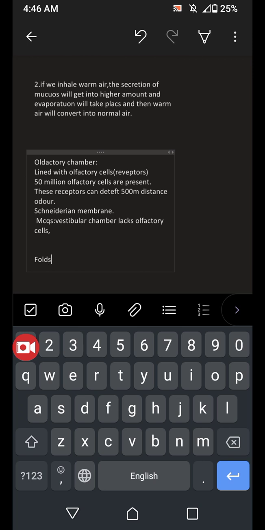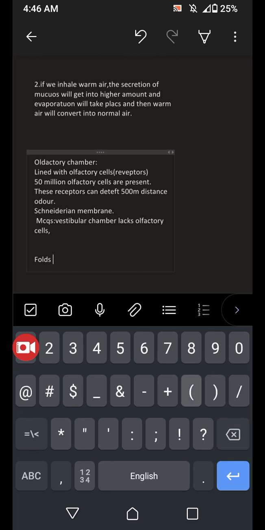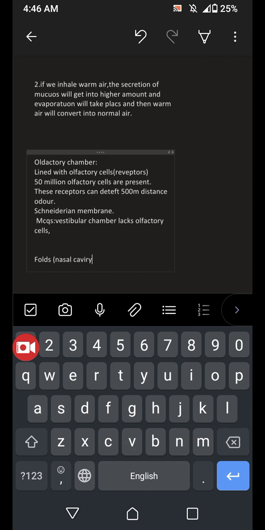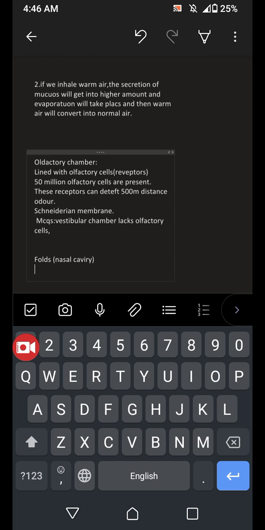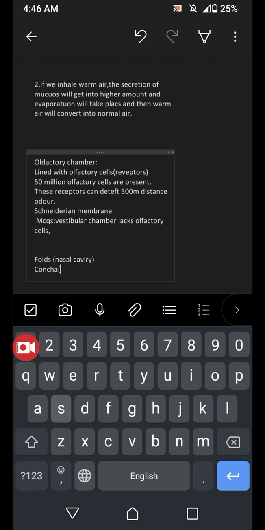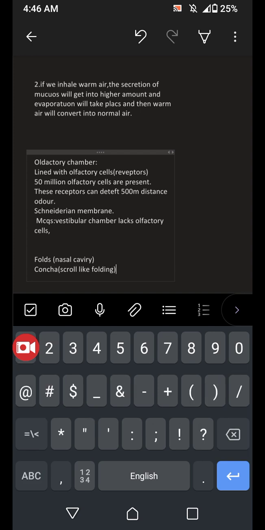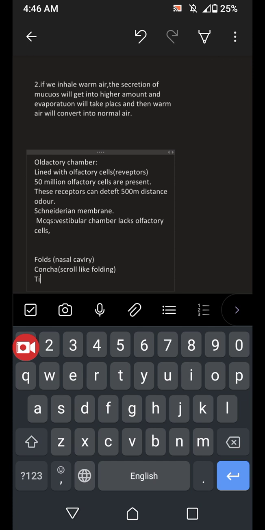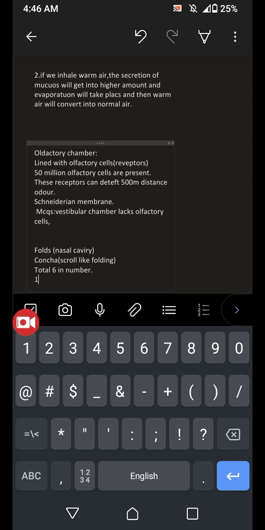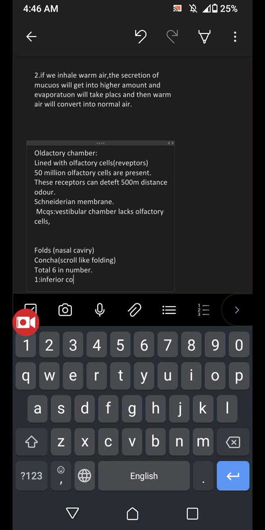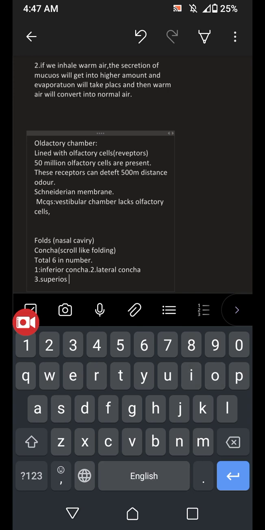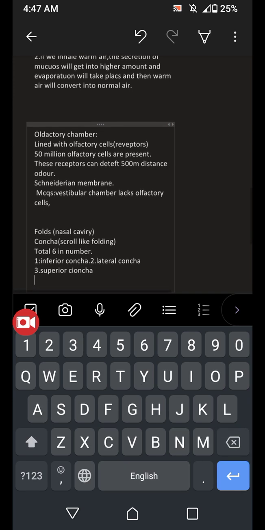And let's move towards the folds of the nasal cavity. Okay? So basically, these folds are known as concha. These are scroll-like folds present inside the nasal cavity. Basically, they are six in total, but there are three main ones. The first one is the inferior concha, then the lateral concha, then the superior concha.